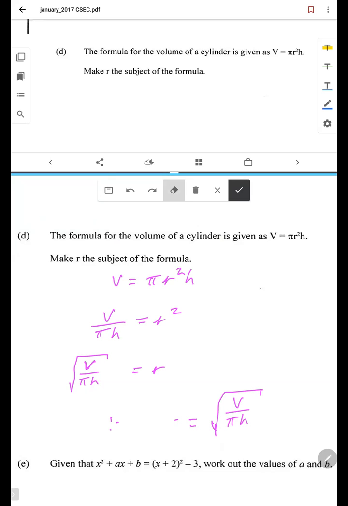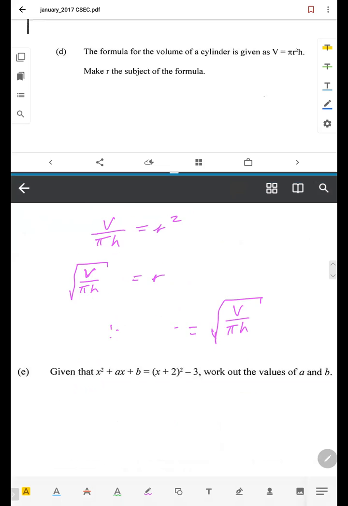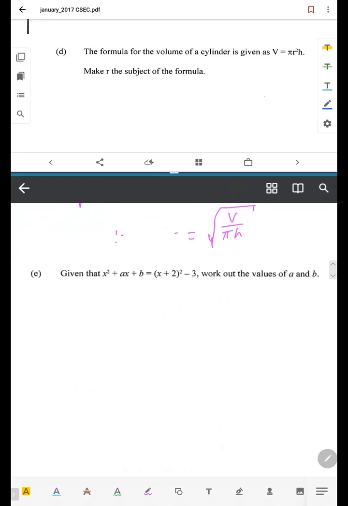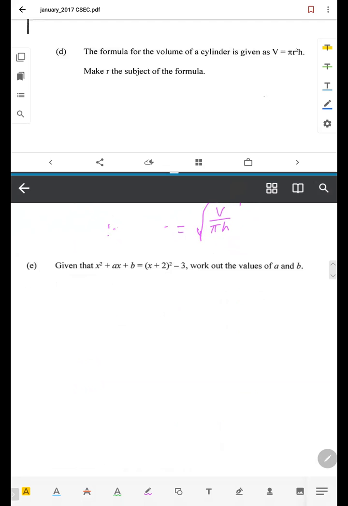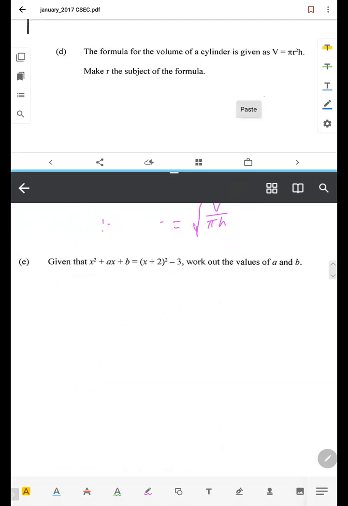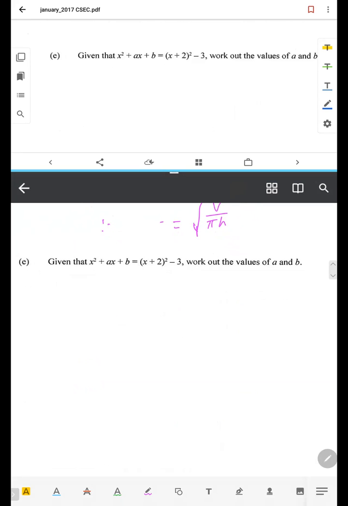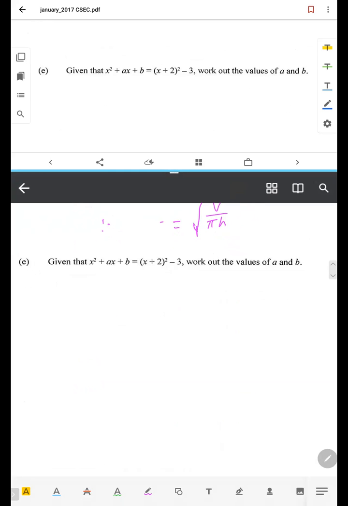All right. So far, so good. So that's that. So moving right along. So moving up to here now. I want us to do this thing now. So they want us to find the value of a and b.